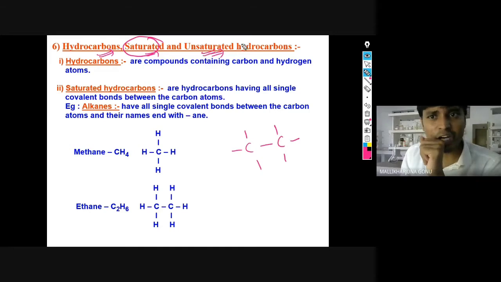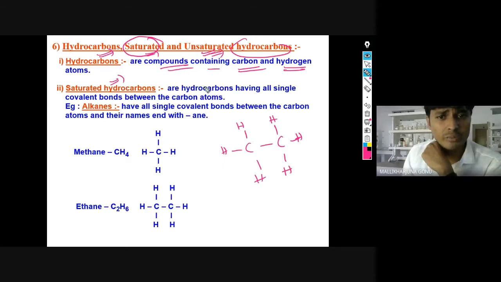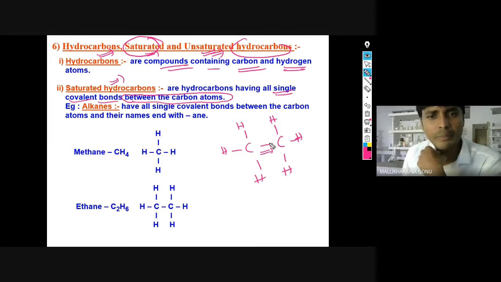Next, hydrocarbons basically means compounds containing carbon and hydrogen. Whatever we are seeing, the major compounds are carbon and hydrogen. What are saturated compounds? Carbon compounds, hydrocarbons, having only single covalent bonds between the carbon atoms. That type of compounds are called saturated hydrocarbons.